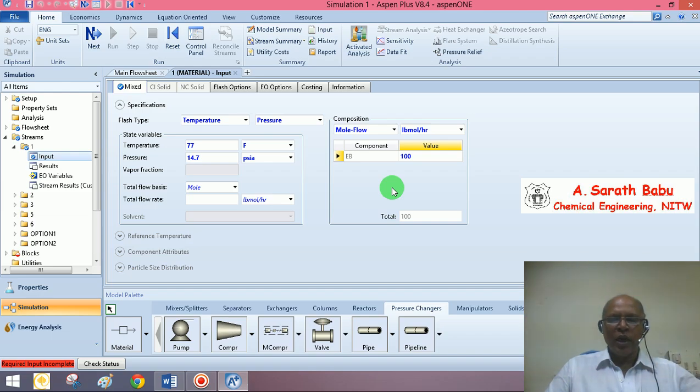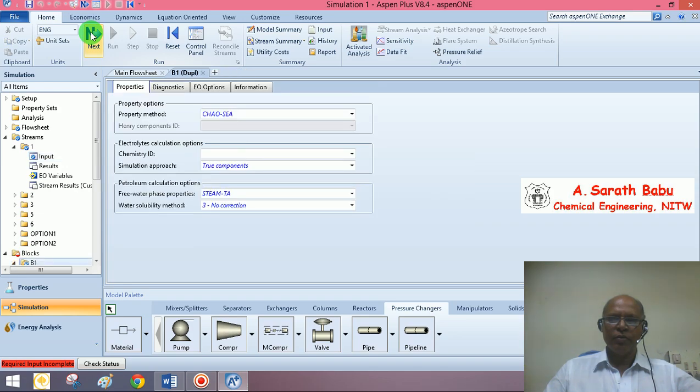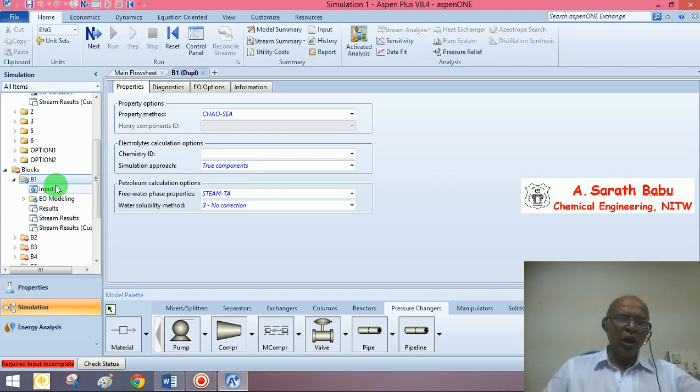We are required to compare the performance of these two options, right? So whatever is the flow rate, that doesn't really make much of a difference. So we have specified stream 1. Say next. Now this is with respect to block 1. As you are already aware, there is no mandatory requirement to specify the block with respect to a mixer. So we will be able to proceed.